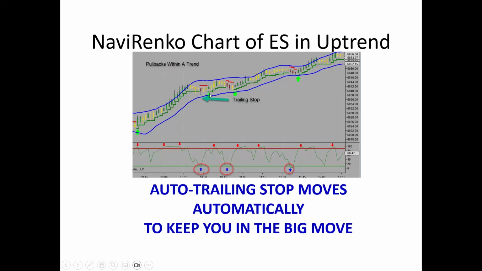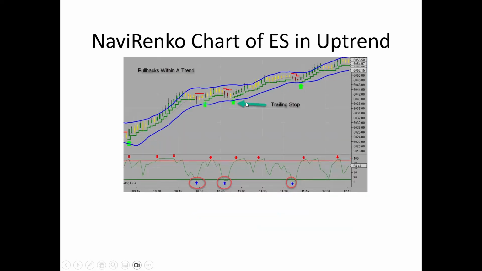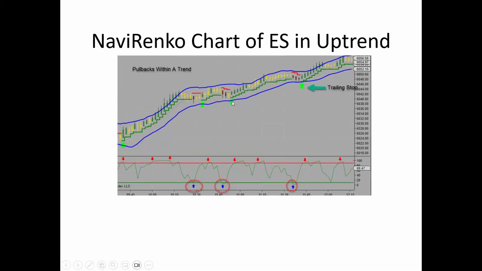All right, so we get those pullbacks followed by a green bar, very good entry point. Also, like I said, when you get these pullbacks, it's actually the market showing you a new support level. So it pulls back, shows that new support level, and then you can move your trailing stop up below that next pullback level.